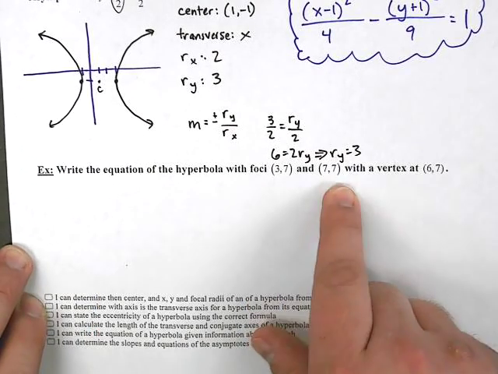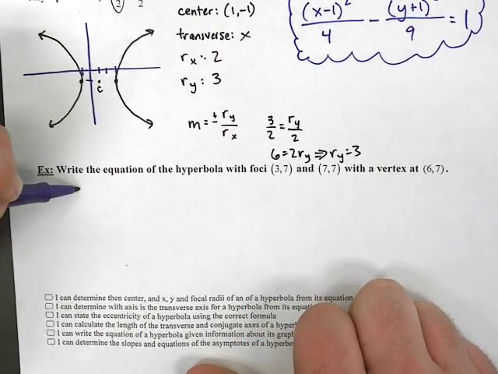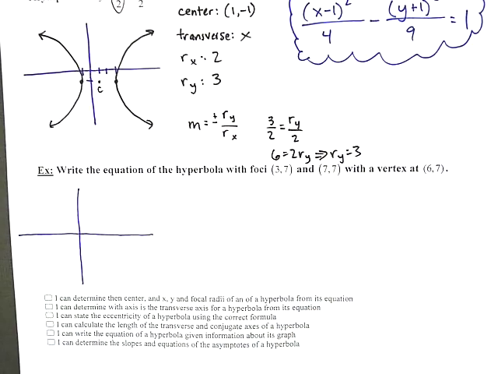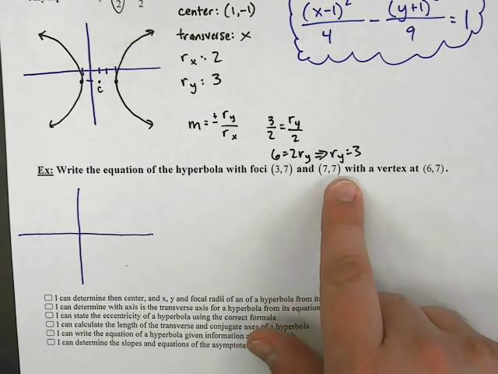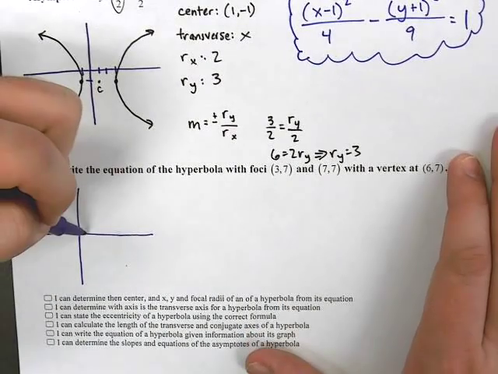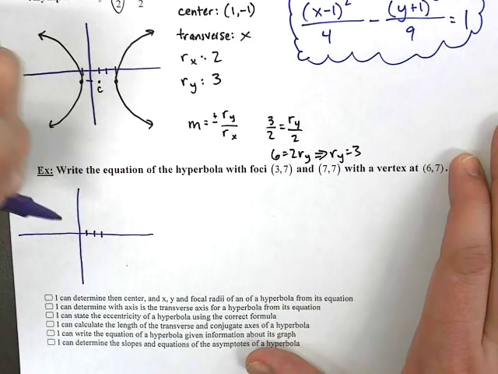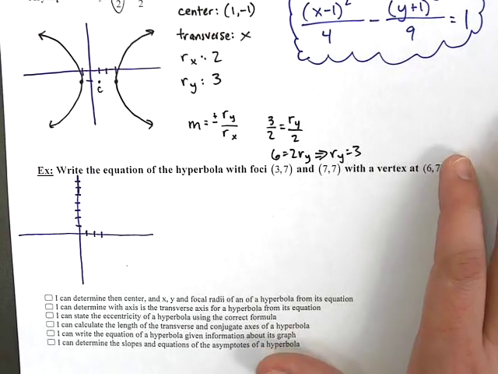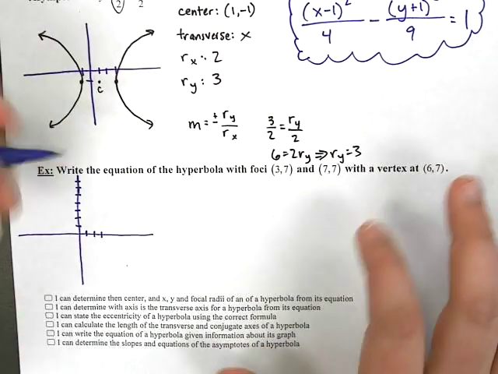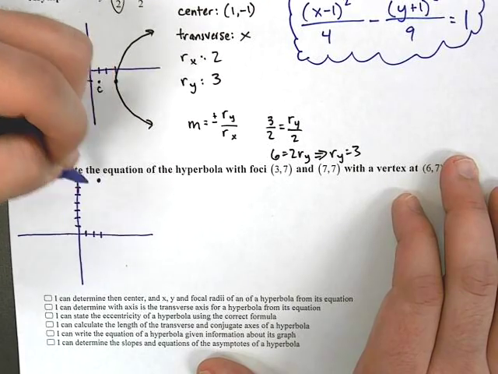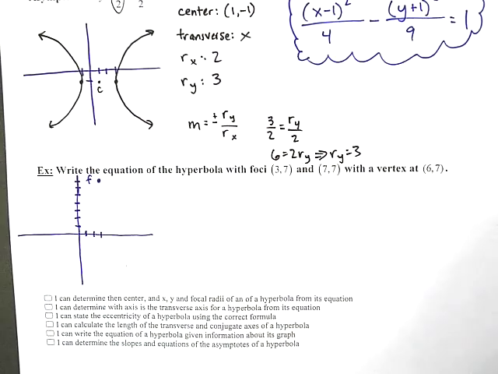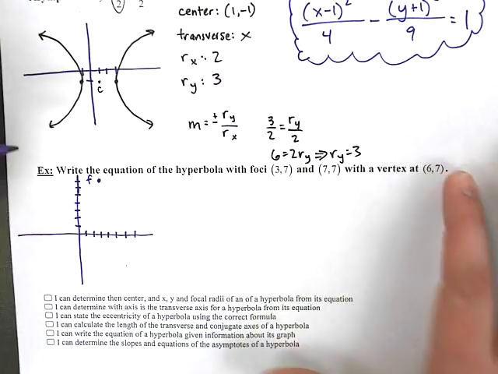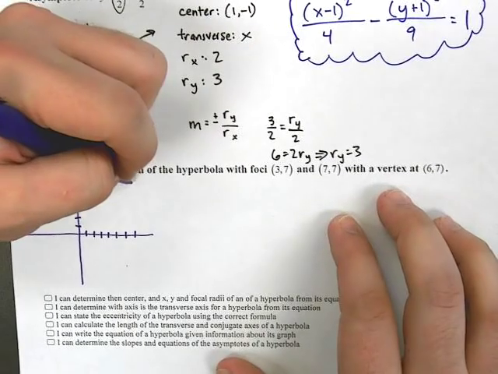Okay, hyperbola. We're given foci. This is good. This is interesting. Let's take a look at what this looks like. All right, so I give you foci (3, 7) and (7, 7). 1, 2, 3, 4, 5, 6, 7. So there is a foci. I'll put that in blue. I also have one at (7, 7). So 1, 2, 3, 4, 5, 6, 7. So I have another foci here.